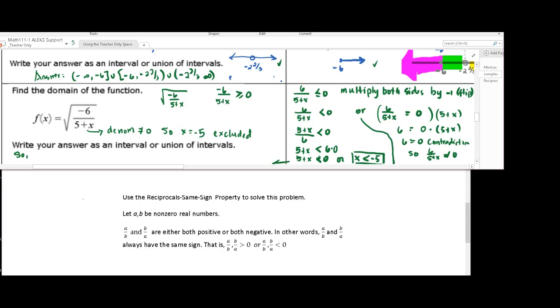We can draw its graph. It's from minus infinity to -5. And this already excludes the -5 from the denominator, so this is the domain.